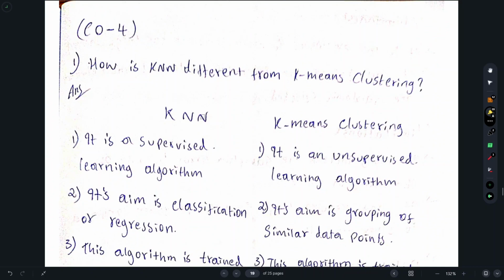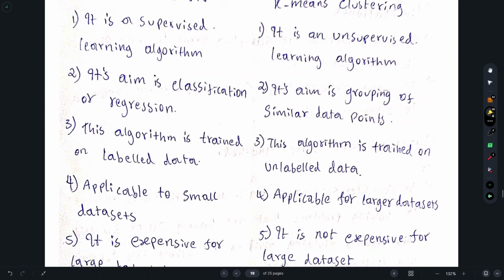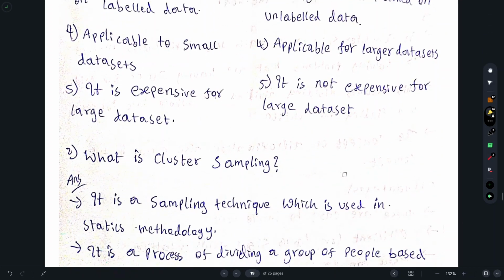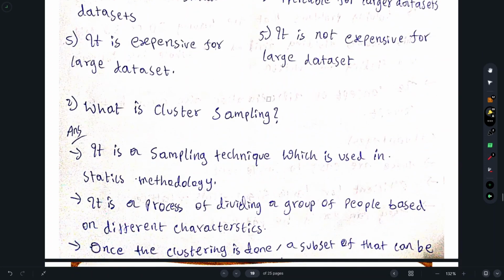So how is KNN different from K-means clustering? KNN is a supervised learning algorithm, whereas K-means is an unsupervised learning algorithm. KNN's aim is classification or regression; K-means' aim is grouping of similar data points. KNN is trained on labeled data; K-means is trained on unlabeled data. KNN suits small data sets, and K-means larger data sets. KNN is expensive, K-means is not expensive. So these are the differences between KNN and K-means clustering.